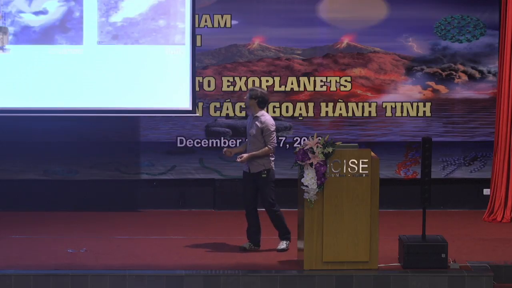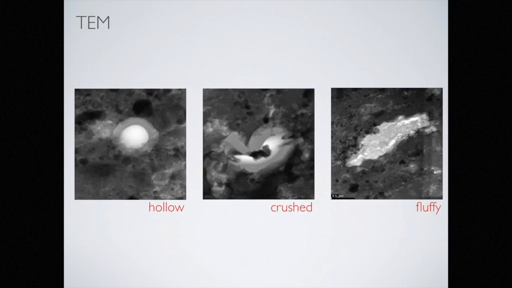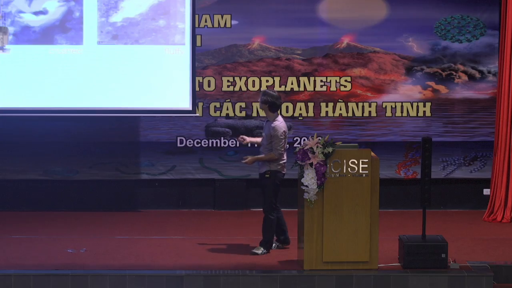That's great. Oh, so here's some more. Here's a single. Here's a hollow one. Here's one that appears to be crushed. And we also see what we call fluffy matter, which is non-globular. It's some other kind of morphology of organic matter.